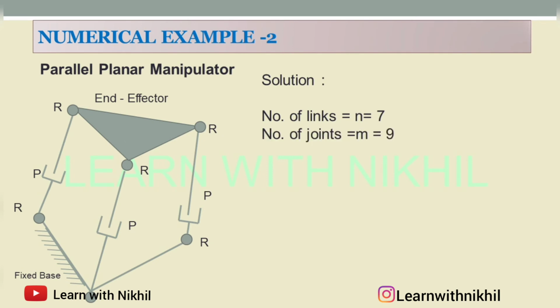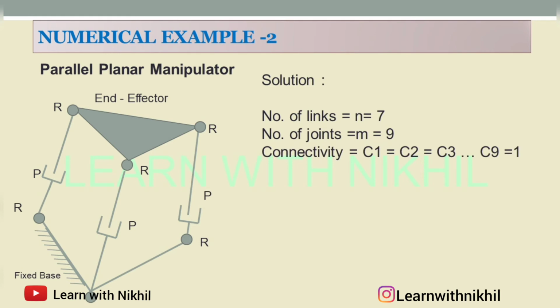The number of joints, m, is equal to 9. The number of joints is denoted by m. Here you can see you have joint 1, 2, 3, then 4, 5, 6, 7, 8, 9. On each chain you have 3 joints. So 3 plus 3 plus 3, that is a total of 9 joints.